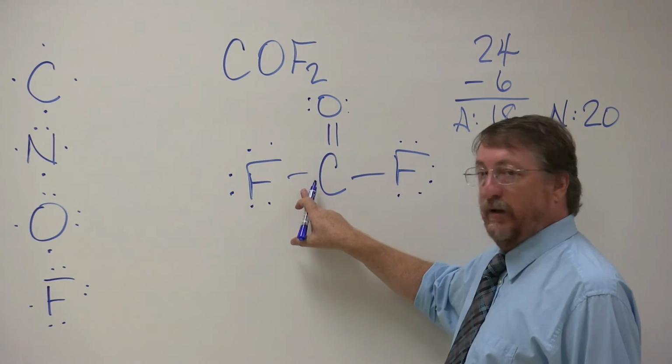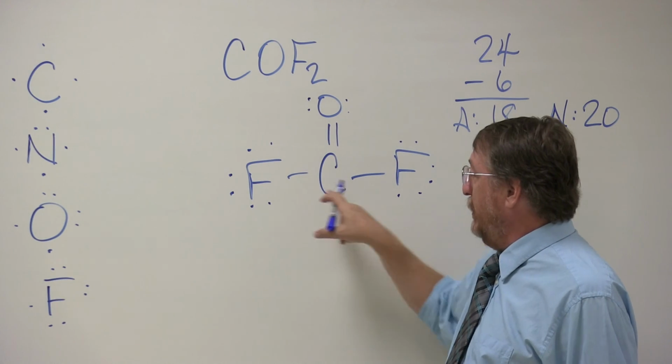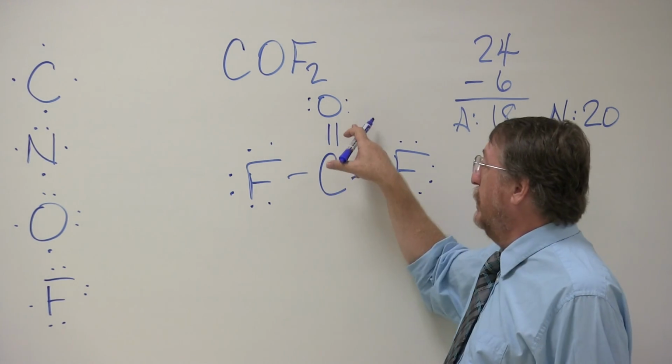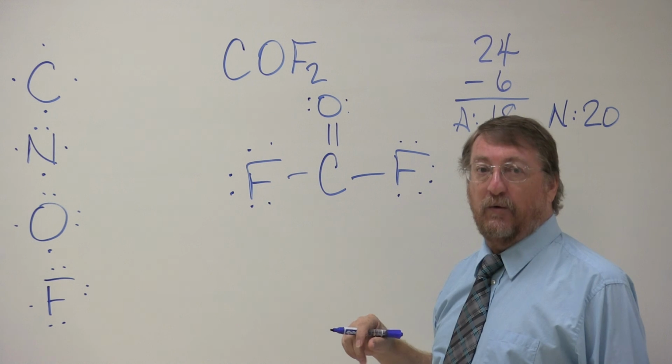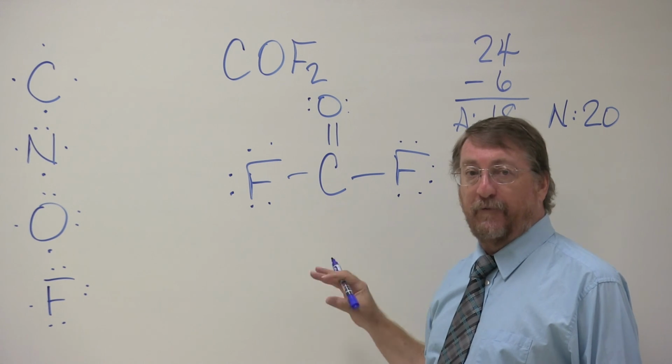Carbon has 4 bonds, that's what carbon wants. Fluorines each have 1 bond, that's what they want. Oxygen has 2 bonds, that's what it wants. That's going to be the most stable structure. There is no resonance.